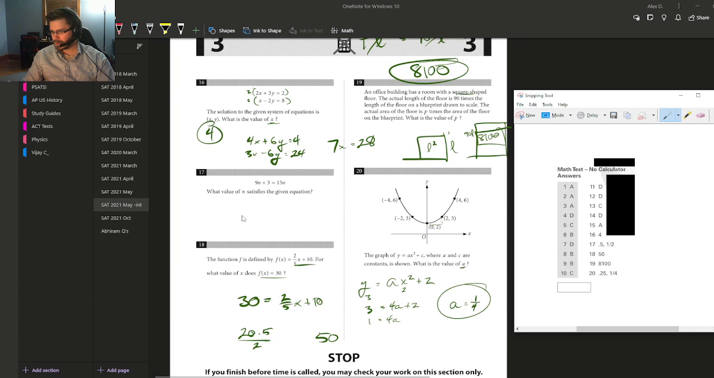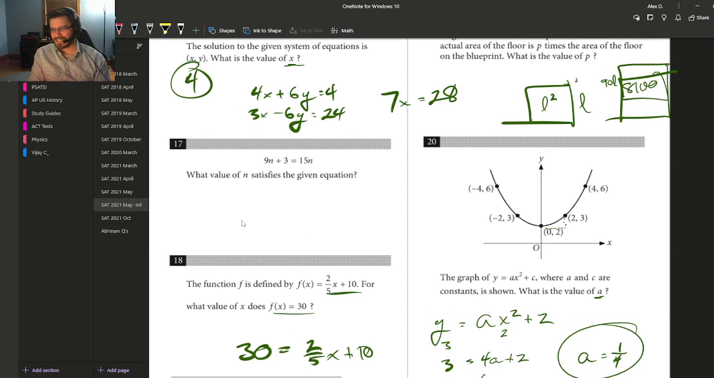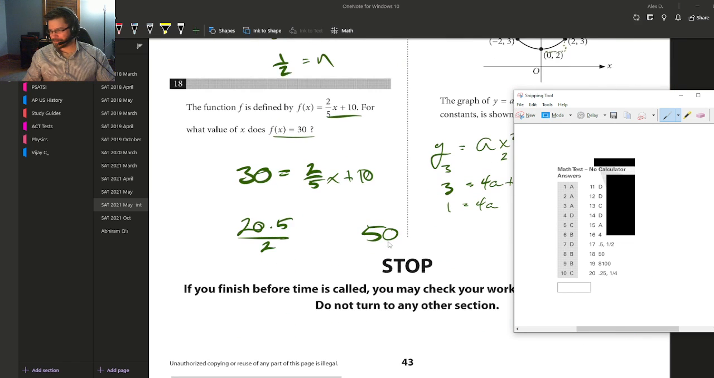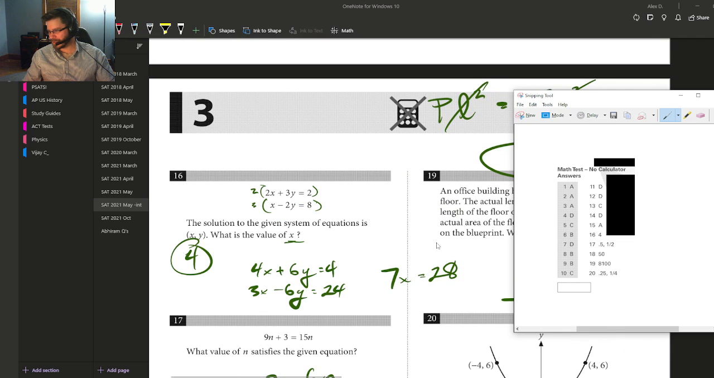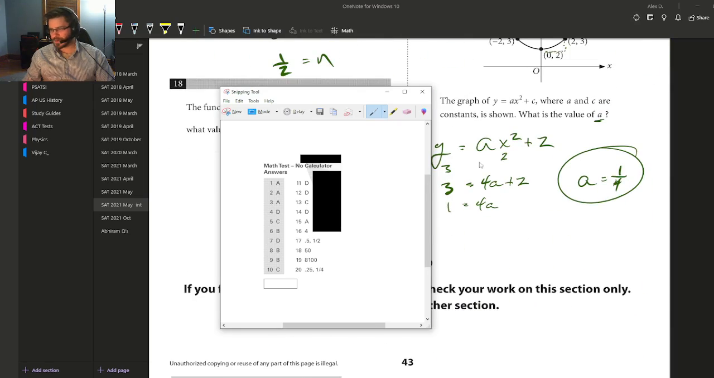4, oh, wait a minute, I skipped 17. Alright, so this one's silly, it didn't even register in my brain. Subtract the 9n, you get 3 equals 6n, divided over, and n is 1/2. Yeah, whoops. Yes, so 17 is 1/2, 50, 8100, and 1/4. Okay, good. Whew.